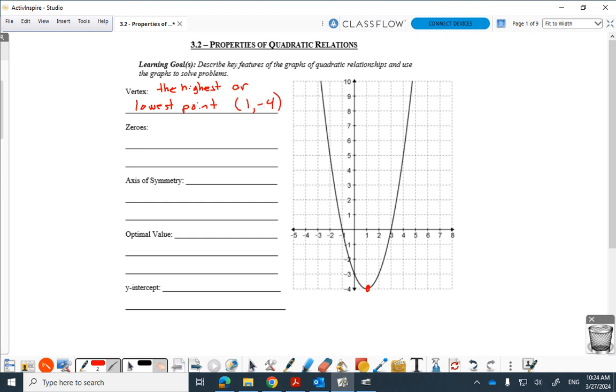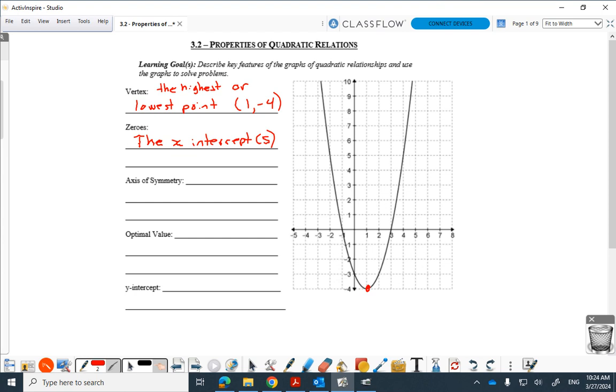Zeros, new phrase. I don't think we really called them zeros before. But the zeros are the x-intercepts. And I'm going to do something that might catch you off guard at first. I'm going to put the s in brackets. We're going to find out later in this lesson that parabolas can have one x-intercept, two x-intercepts, or no x-intercepts. That's why that funny s is there, because you might have two, you might not. There are two x-intercepts here in this one.